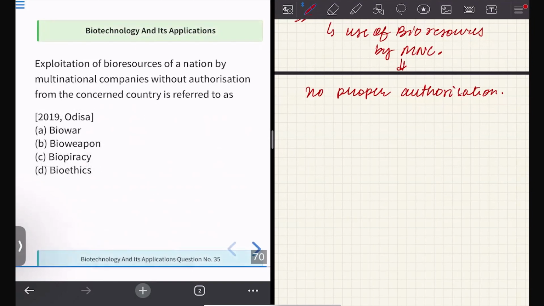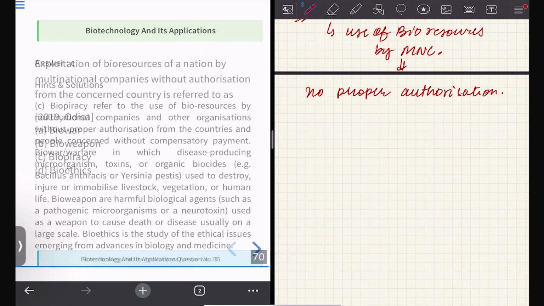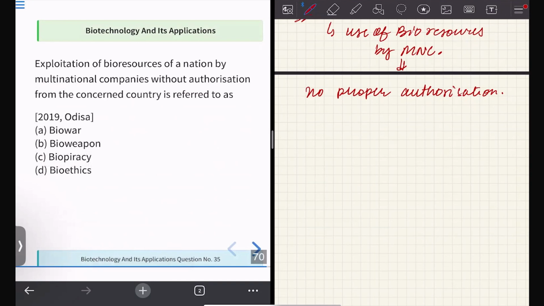Next we have bioweapon. Already told you about bioweapon, biopiracy and bioethics. So with this we complete our chapter biotechnology and applications. We covered all the previous year questions that were being asked recently from this particular chapter.